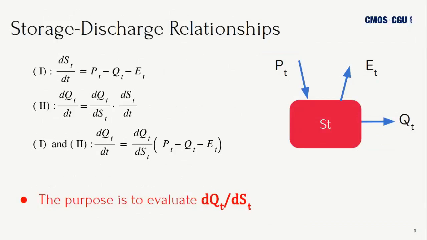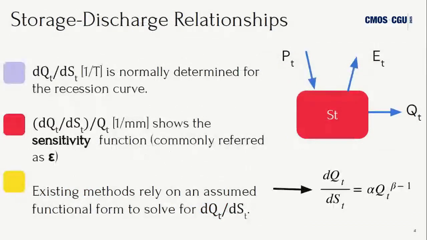This equation defines the dynamics of streamflow discharge as a function of inputs and outputs to the system, as well as the sensitivity of discharge to storage. The purpose is to evaluate dq over ds in this formula, which is what we are looking for. dq over ds shows the amount of change in streamflow discharge if we change storage by 1 unit, let's say 1 millimeter of height.